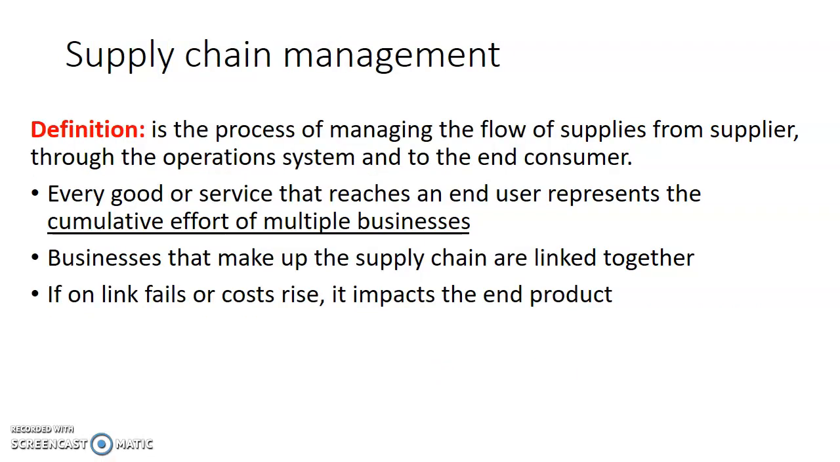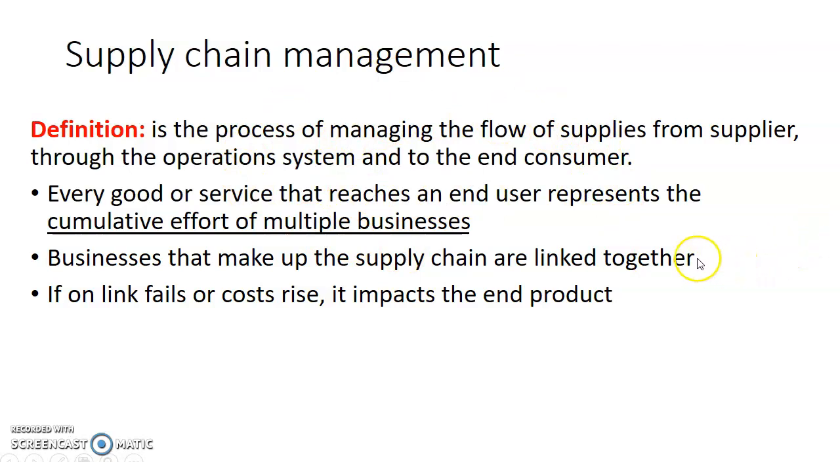Now, supply chain management. This is the word that you would hear often. It is a process of managing the flow of supplies from supplier through the operation system and to the end consumer. Now, how does the flow of supplies happen? Mostly it is the transport system. So from supplier through the operation system and to the end customer. So you're sourcing your inputs from your supplier, then it goes through the operations process, and then it goes to the actual customer who is going to consume that product. So all this system is known as supply chain management.